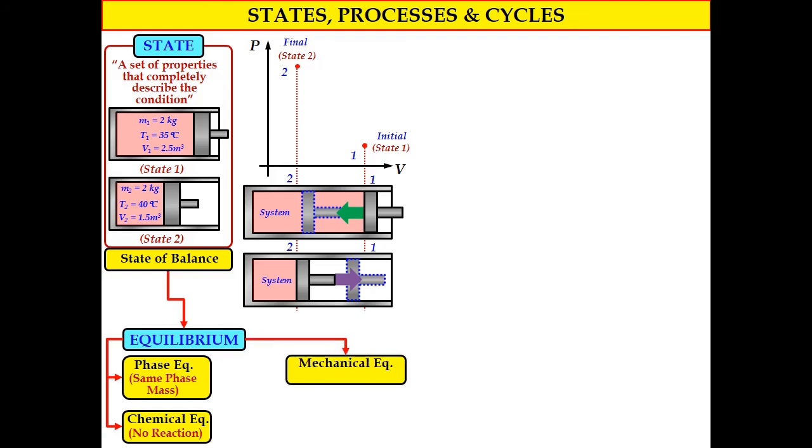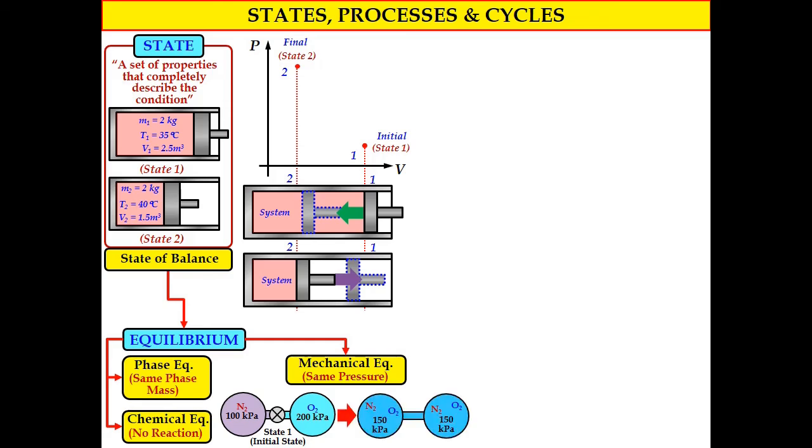Okay, the third one, we have the mechanical equilibrium, where different states have the same pressure. For example, state number 1, the initial state, has two containers separated by a valve. The first container has nitrogen at 100 kilopascal, and the other has oxygen at 200 kilopascal.